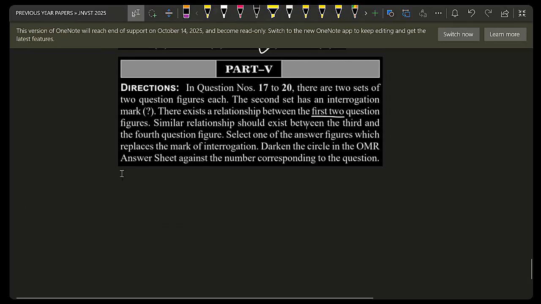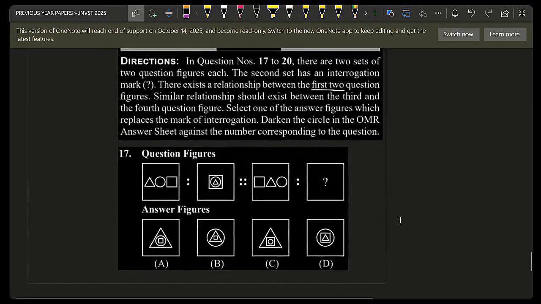Seventeenth question. Yes, 17th question. What is the relationship between the first two? So we have to get the second figure from the first one. The left side element of the first figure is placed inside the middle element, and then both are placed inside the right side element.